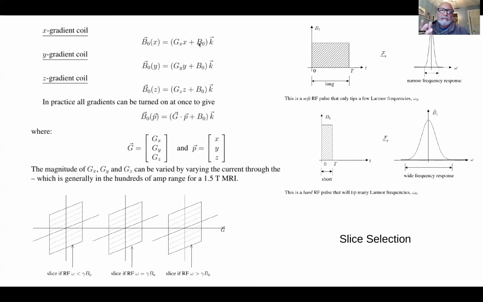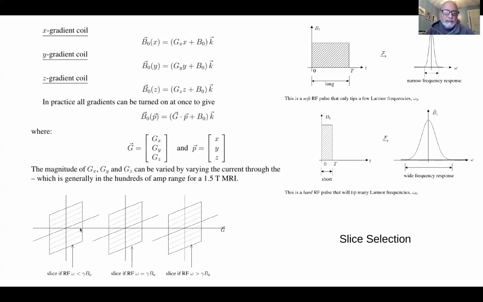So this is 1 Tesla, 3 Tesla, or 50 millitesla for these low field MRIs. And then what they do is they cause the strength of the magnetic field to vary as you go in different directions, X, Y, or Z direction. So a thing to remember is these gradients affect the magnitude of the magnetic field. The magnetic field is always pointed in the Z direction. So that's why this k vector is here.